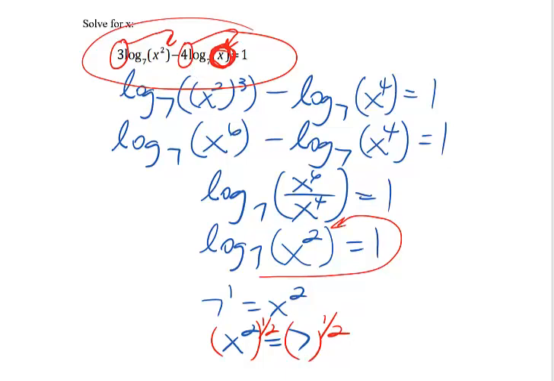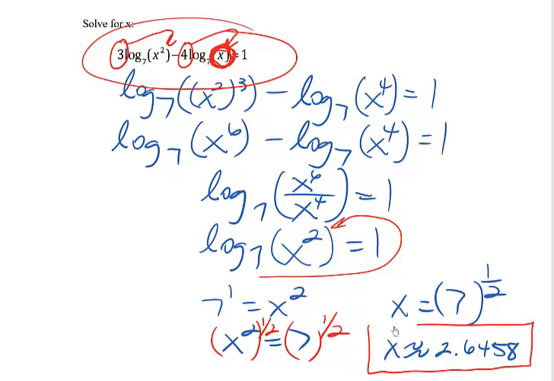Our final exact answer is x equals 7 to the 1/2 power. We'll get an approximation off the calculator. And I got about 2.6458 rounded to 4 places. You should use this same strategy anytime you are solving an equation with multiple logs.